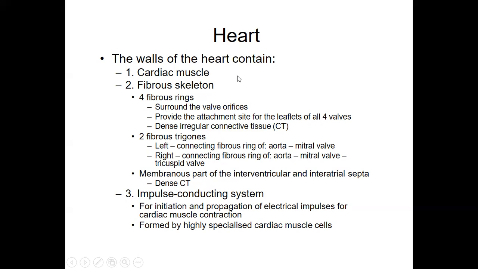We have the cardiac muscle as the first component, the fibrous skeleton as the second, and the third component is the impulse conducting system. What is the function of the impulse conducting system? It is important for the initiation, starting, and propagation, conducting, of the electrical impulse for the cardiac muscle to contract. This impulse conducting system is like the electrical system of the heart. It is formed by highly specialized cardiac muscle cells.